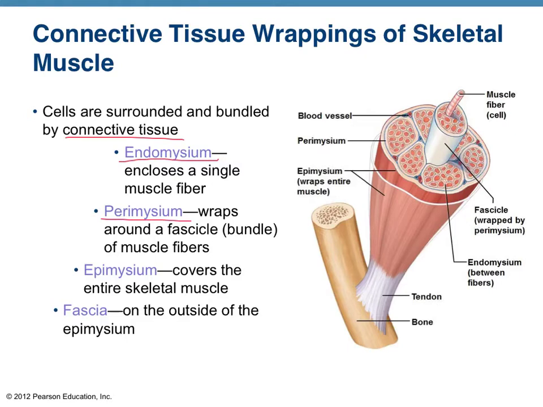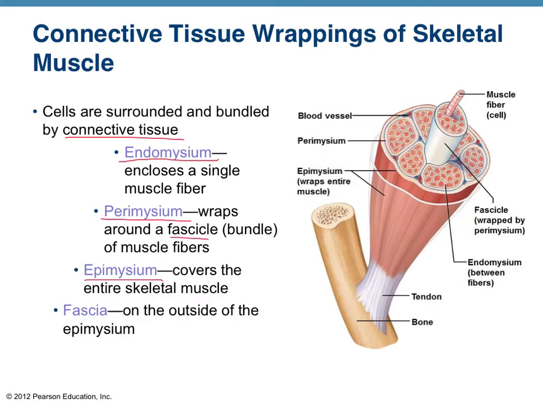But this is a connective tissue wrapping that covers the cell. Perimysium covers a bundle of individual cells. It surrounds what's called a fascicle. Then epimysium covers the entire skeletal muscle. So it actually covers the bundles of fascicles. So you may want to pause this slide and take a look at this and refer to the picture.